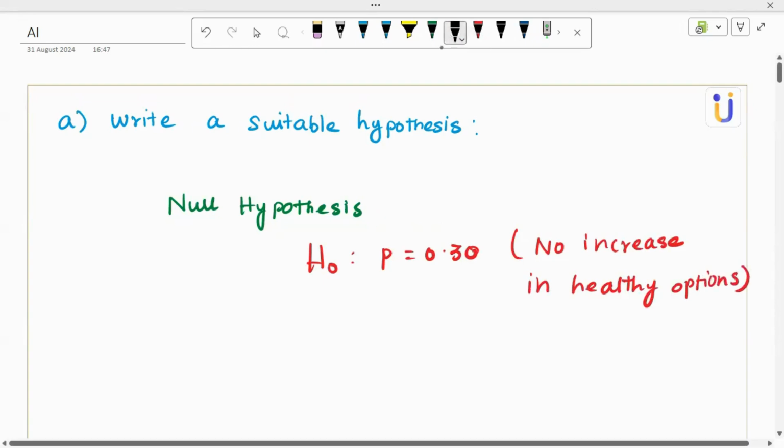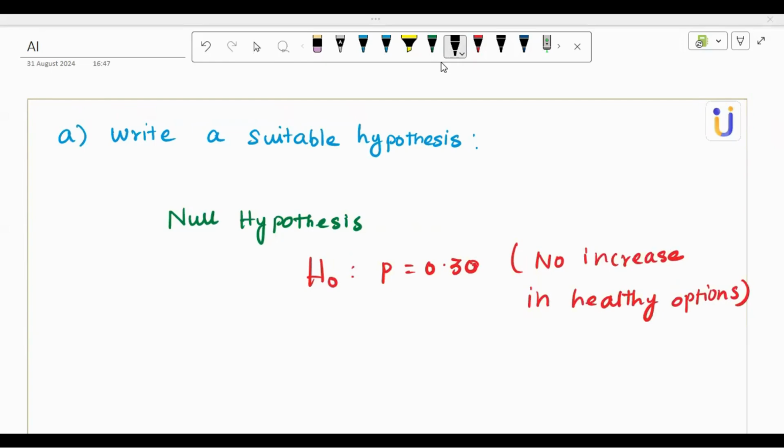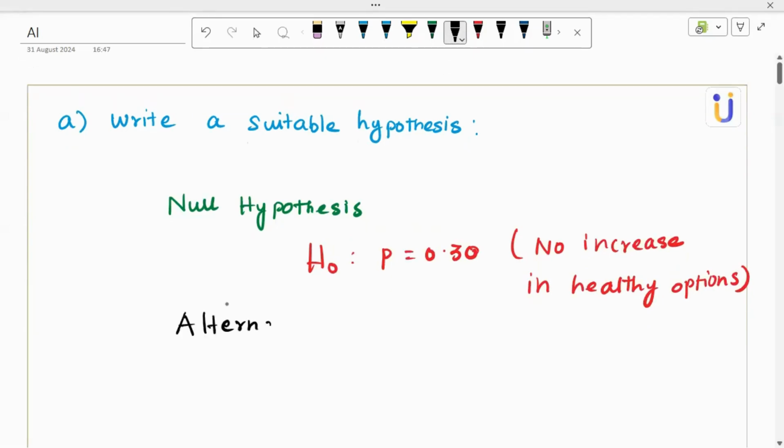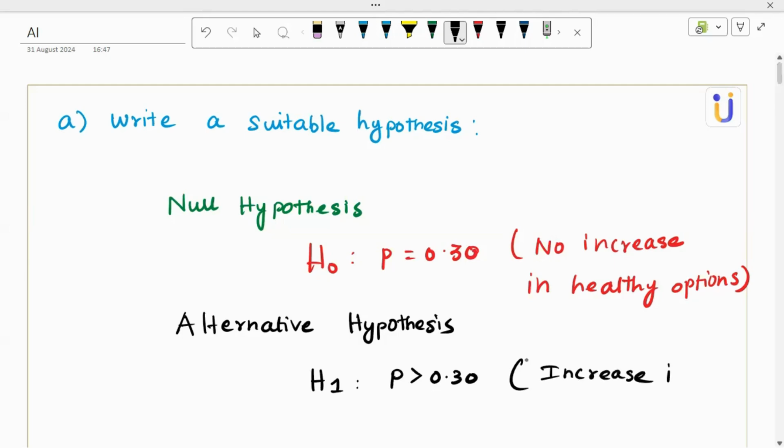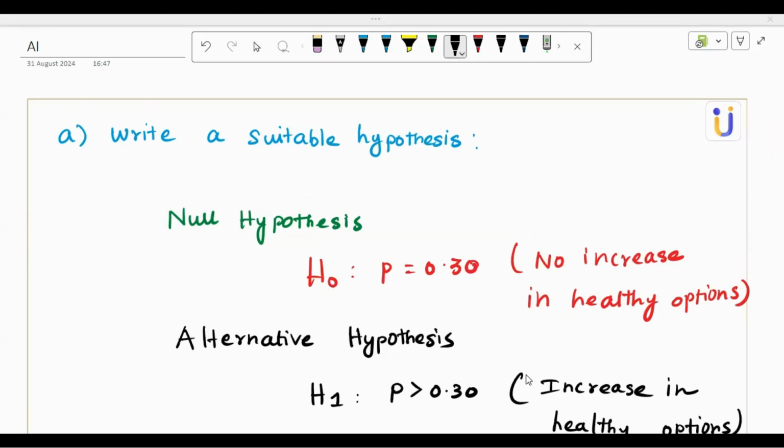Next one, the alternative hypothesis. Let it be H1. What if your probability is greater than 0.30? Then the campaign is having some effect, so there is an increase in healthy options. This is the math way to write it down, right? So that's it. This is over.